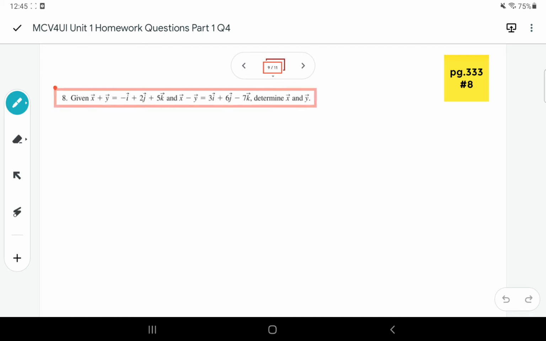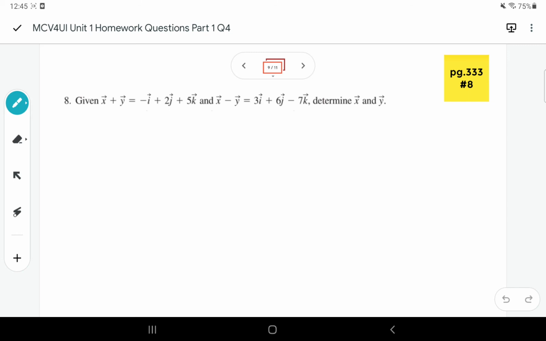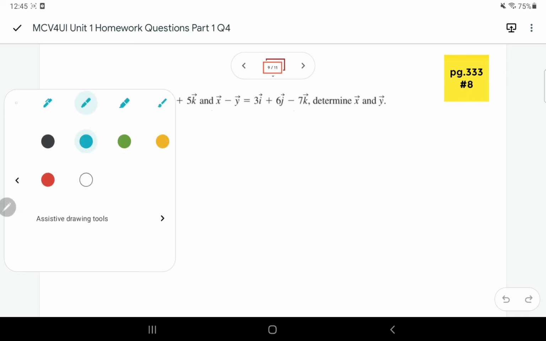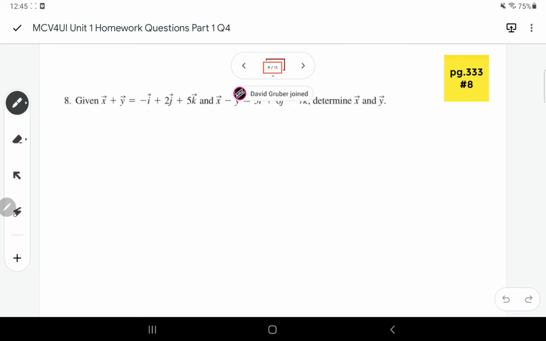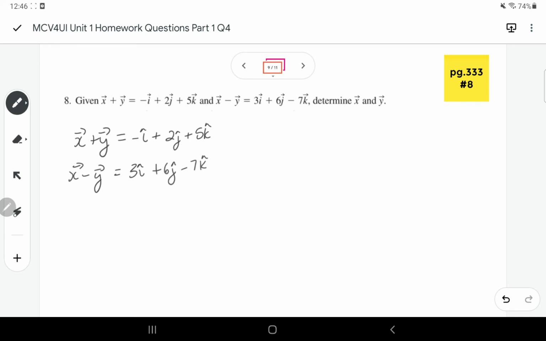The next one is looking at algebraic vectors. We've got x plus y is equal to this. It's actually kind of similar, looking at x plus y and x minus y. I think that this is a lot easier to see if you line them up vertically. So x plus y is negative i hat plus 2j hat plus 5k hat, and then x minus y is 3i hat plus 6j hat minus 7k hat.